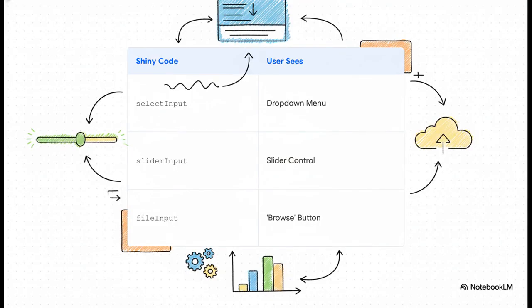Now, this might look a little technical, but hang with me because the idea is actually really simple. In the code, you use these basic commands like file input or select input. And what Shiny does is it takes those simple commands and just translates them directly into the controls a user sees on the screen. Like a browse button for a file or a nice drop-down menu. It's a direct one-to-one map from simple code to a working interface.